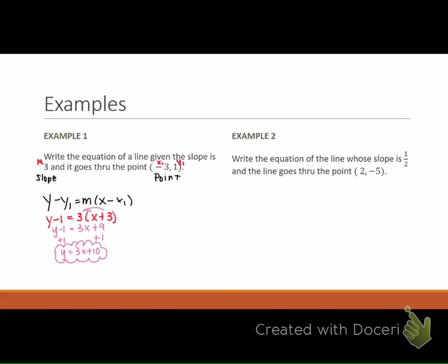This one says, write the equation of a line whose slope is 1/2 and the line that goes through the point 2, -5. So we have the slope and our point. Is our point a y-intercept? No, since it's not a y-intercept, we cannot use y equals mx plus b, slope-intercept form. We must use point-slope form.